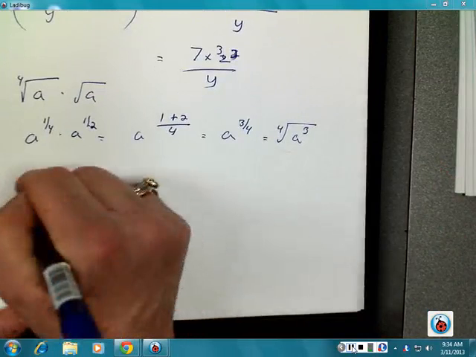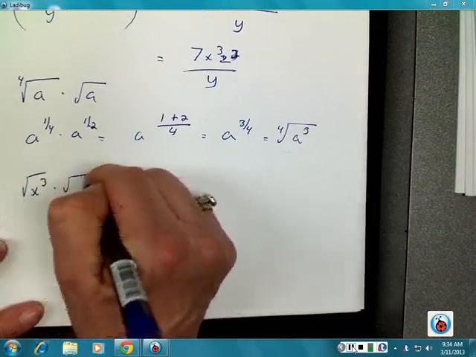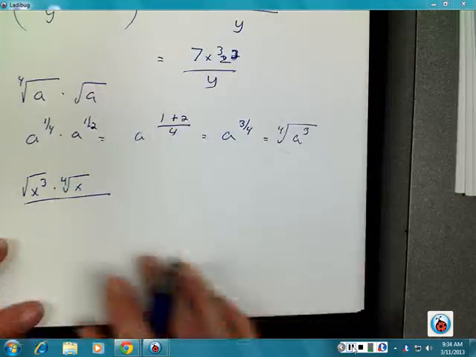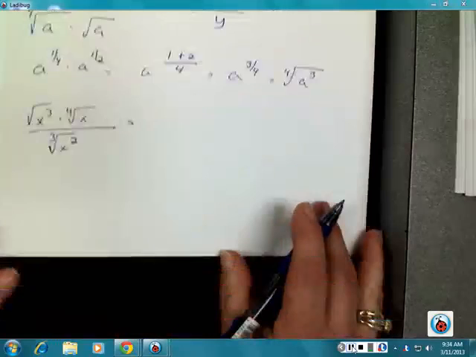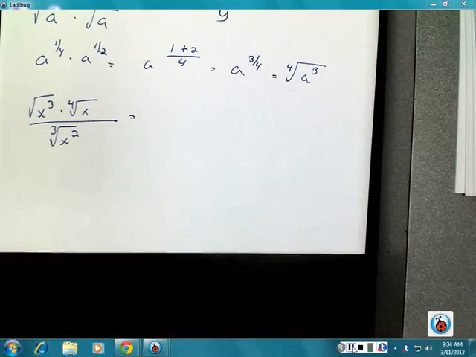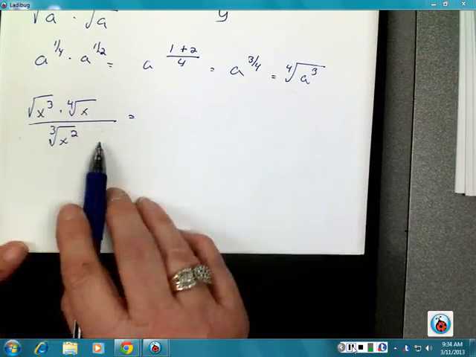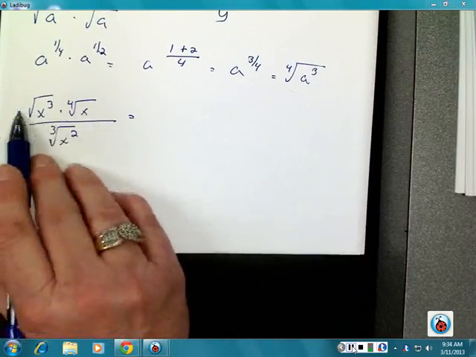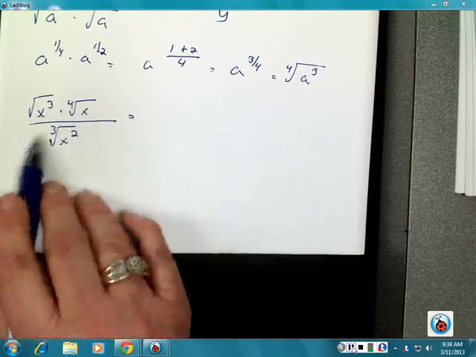Another one might be the square root of x cubed times the 4th root of x all over the cube root of x squared. Looks kind of weird and strange, but we can get it back into fractions. I think a lot of it is recognizing when you have to turn to fractions and when you don't have to turn to fractions. But as this sits here, there's not a whole lot I can do with it. I could pull out an x out of here, but it's not going to help me that much. I can't do anything with this, and I cannot do anything with that.